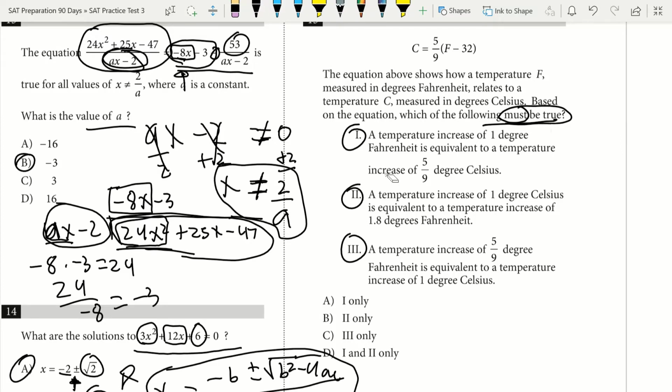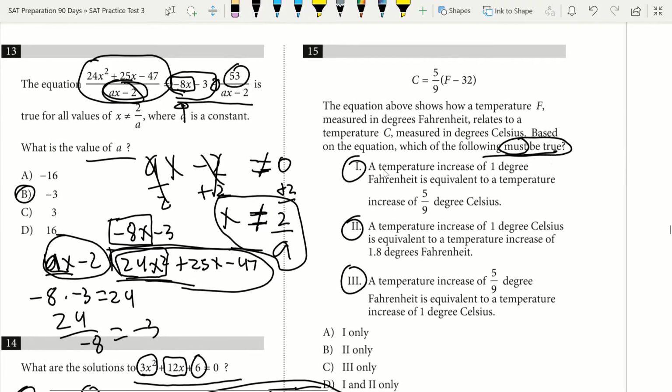All right, well, if I look at my number 1, we have a temperature increase of 1 degree Fahrenheit. So if we increased F by 1, it's equivalent to a temperature increase of 5/9 degrees Celsius. Well, that is going to be true because if we were to simplify this, we would distribute here and here, and we would see we would have C equals 5/9 F plus some number. So if we increase our degrees Fahrenheit by 1, we increase our degrees Celsius by 5/9. So 1 is true. So we'll put a check mark there.